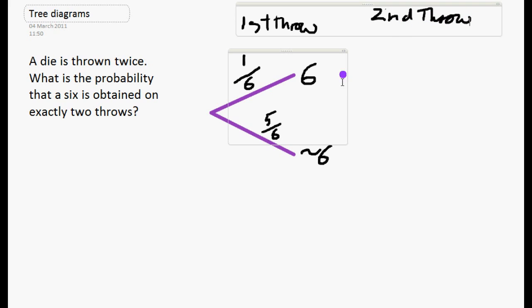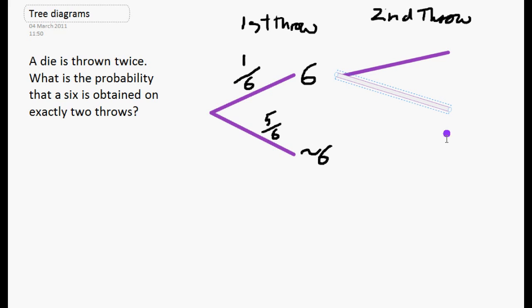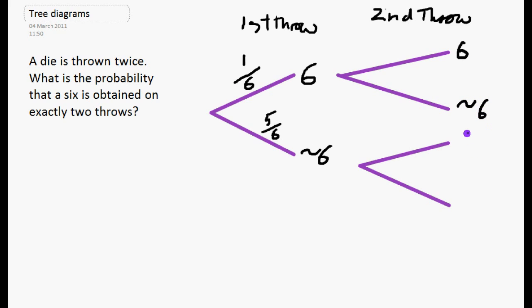So we need some more branches, because we still can throw a 6 and not a 6 on the second throw. So let's draw some more branches. This is the one where I'm going to have another 6, and I'll draw another line where I don't have another 6. And for this one, I'm going to draw a line where I get another 6, and another branch to illustrate where I don't get another 6. So on the second throw, we can either get a 6 or not a 6.